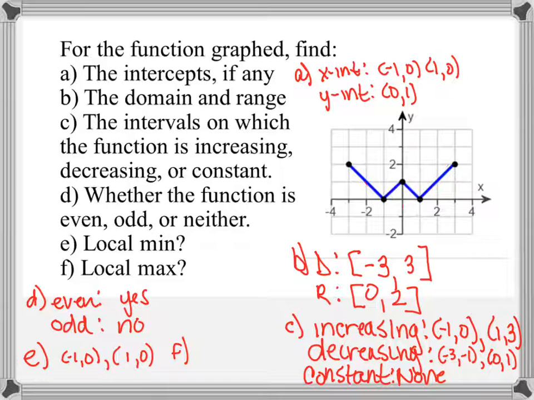And for F, we are looking for local maxima. So we have one right here at (0, 1). Now, it's important to note that for local minima and maxima, we would not include the endpoints. So we would not include (-3, 2) and (3, 2).